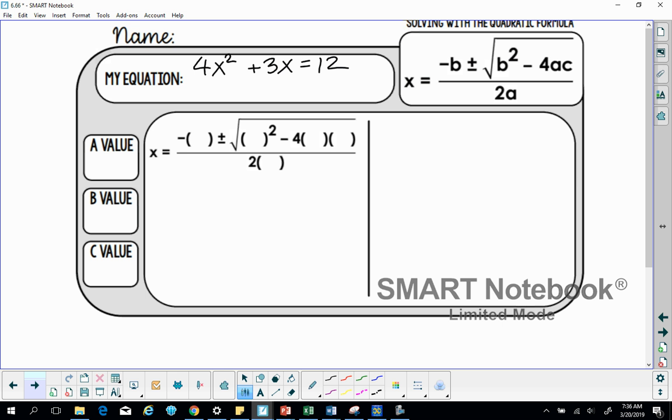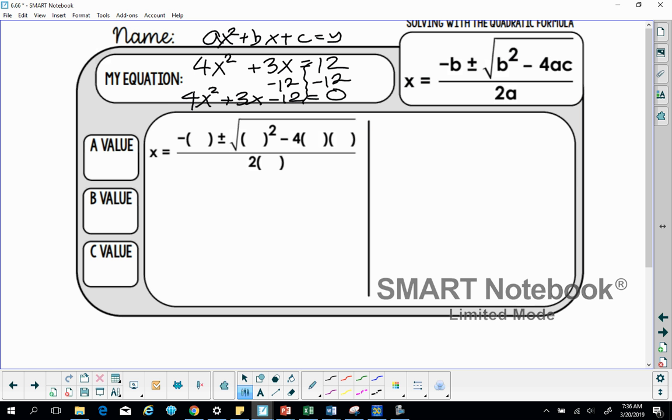Is everything on one side of the equation? No. I need to move that 12. How do I move that 12 to the other side? Subtract it, right? And I know when I write my equation, it's ax squared plus bx plus c. So I know my 4x squared is still going to go first. Then 3x, because that has the x next to it, and then minus 12 equals 0. I can't combine them because none of them have the same last name.